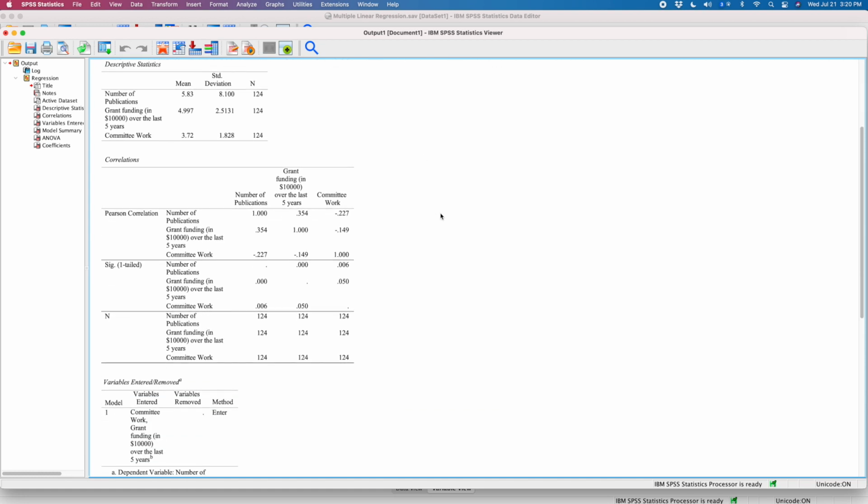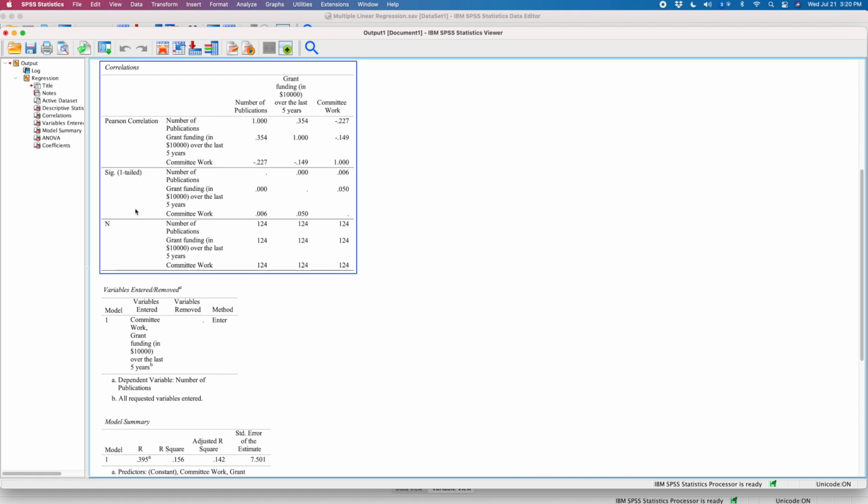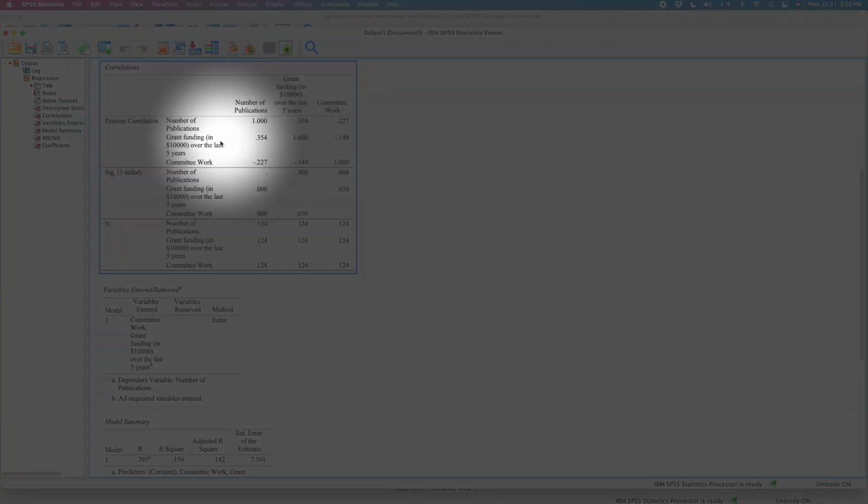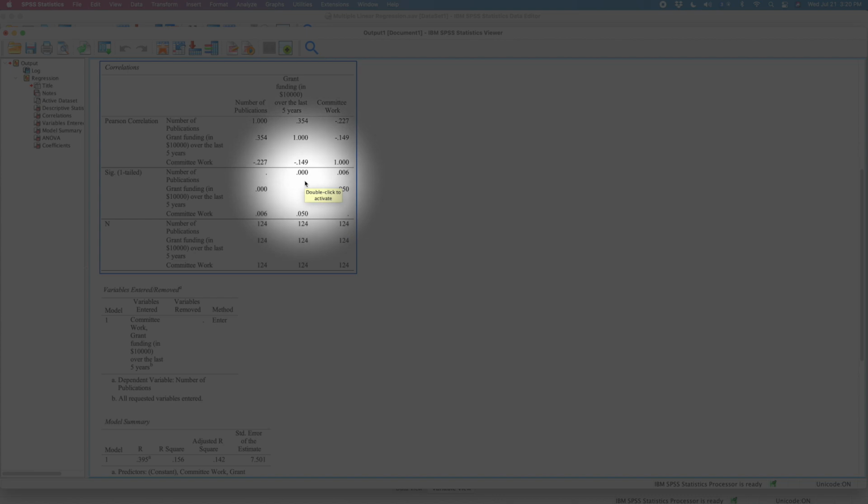Now I'm going to glance over my Pearson's correlation. Here are my Pearson's correlation values, but here are my significance values. I'm hoping for significant relationships between each independent variable and the dependent variable. I'm going to move my mouse horizontally to where the one variable meets the other. The relationship between grant funding and number of publications is significant. And the second independent variable, committee work and number of publications, is also significant. I have a relationship somewhat at the 0.05 between grant funding and committee work.